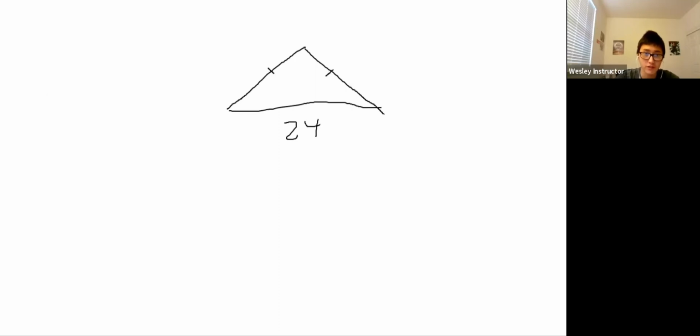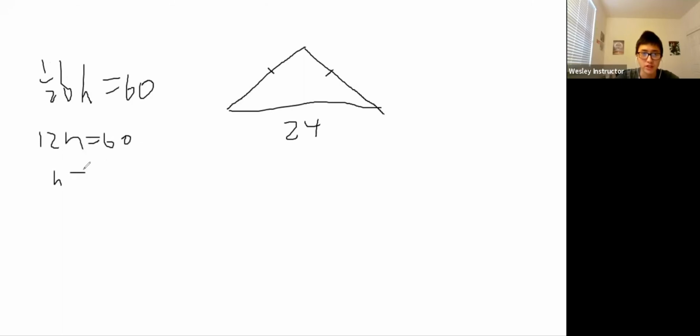All right, so the area for a triangle is 1/2 base times height equals 60. Now I don't know the height, but I do know the base. That's 24. And 24 divided by 2 is 12. So 12h equals 60. Divide each side by 12 and h equals 5. So this height here is 5.